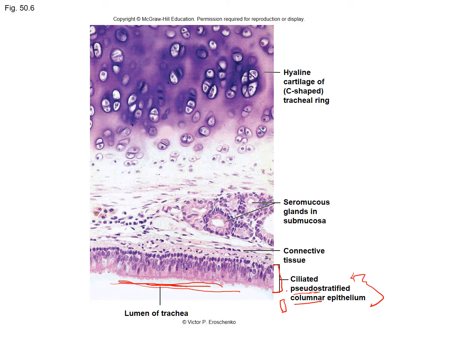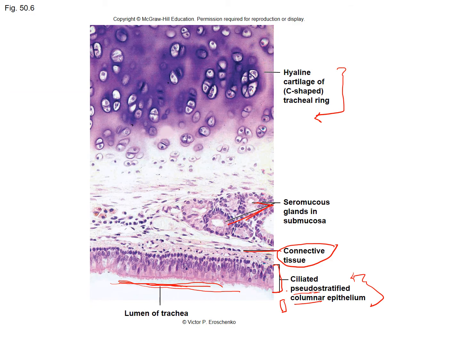And underneath, you're going to find the connective tissue, and you're going to find the seromucous glands in the submucosa that produce mucus. And on top of that, you're going to find the hyaline cartilage, the C-shaped tracheal ring. It looks like that, the hyaline cartilage.